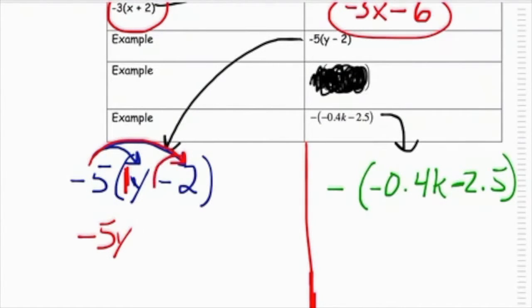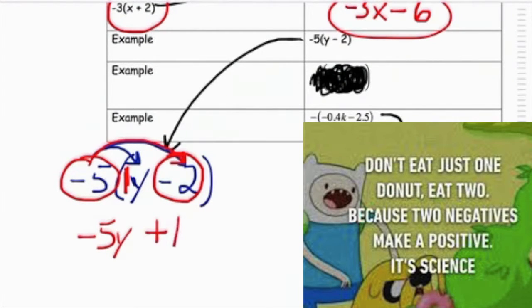Once again, that 2 is negative. I'm treating that minus sign like a negative. So -5 times -2 is +10. So notice I write plus 10.